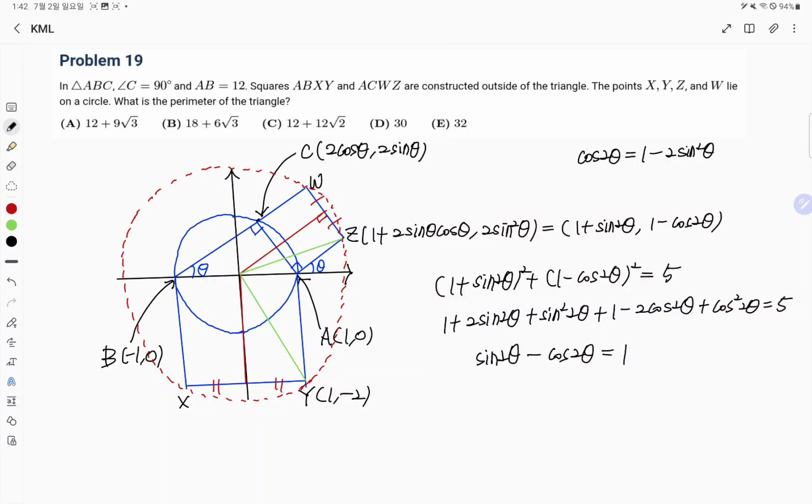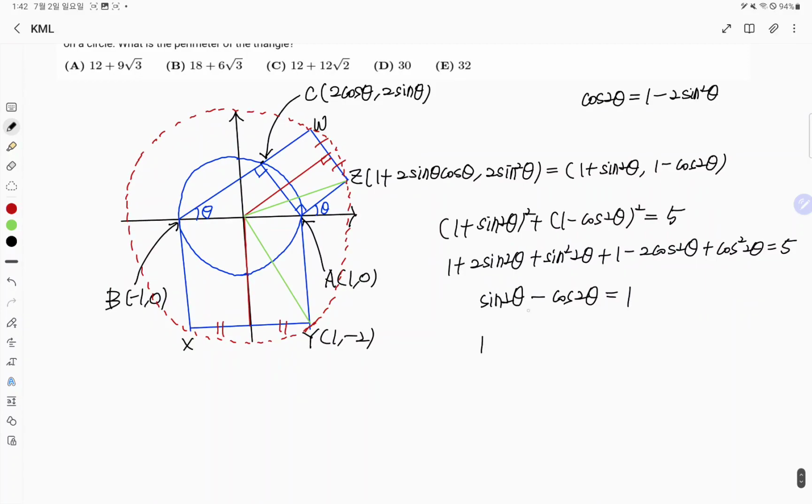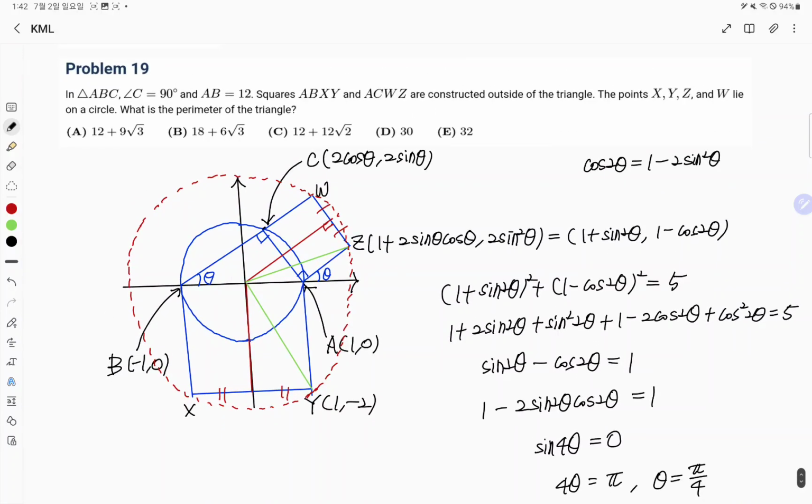And we can make the squares again. Once again, sine squared plus cosine squared is equal to 1. And if we use the double angle formula again, this means 4 theta is equal to pi. So the angle we want is pi over 4, which is 45 degrees. So that means for these 4 points to be surrounded by a big circle, the triangle should be the isosceles right triangle.